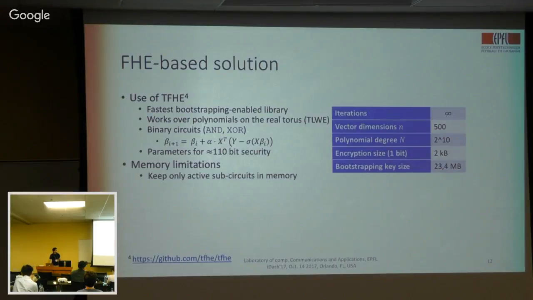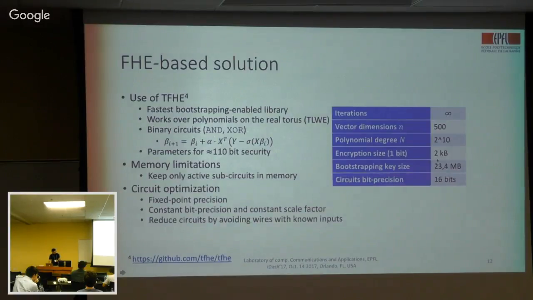Memory limitations here are not such a problem. You must keep the active circuit in memory, and encryptions are not so big. I mean, they use memory for only 1 bit. And the optimization we went for is working with a fixed point representation. In this case, we are choosing 16 bits of precision and using constant bit precision, constant scale factor, and reducing the circuits by avoiding wires with no input by the server.